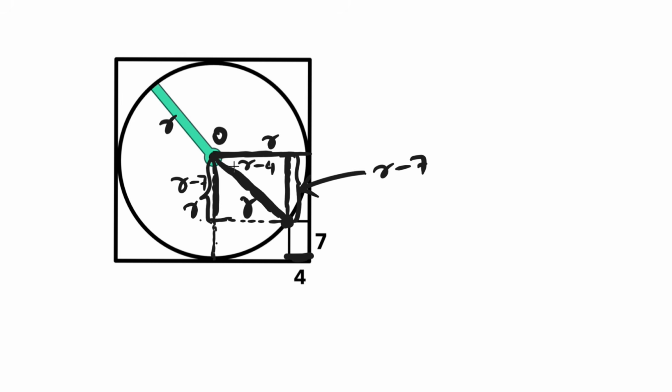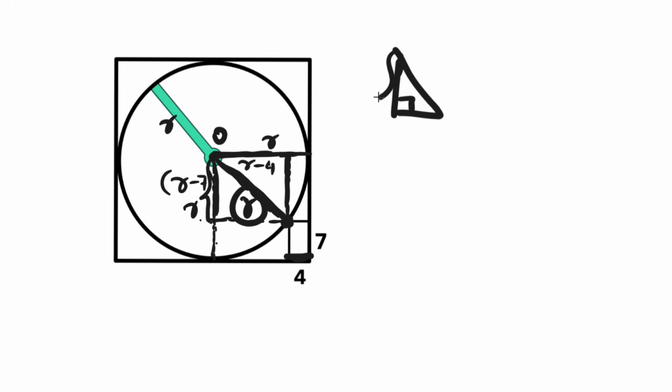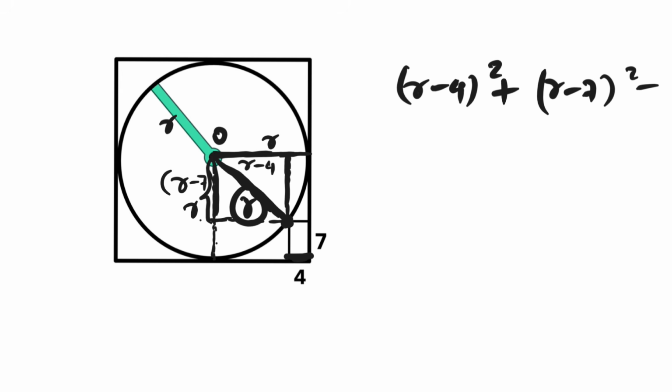We have a right triangle with one leg equal to R minus 4, another leg equal to R minus 7, and the hypotenuse equal to R. This is exactly the situation where the Pythagorean theorem applies. Remember, the Pythagorean theorem says that for a right triangle, the square of one leg plus the square of the other leg equals the square of the hypotenuse. So we can write (R minus 4) squared plus (R minus 7) squared equals R squared.